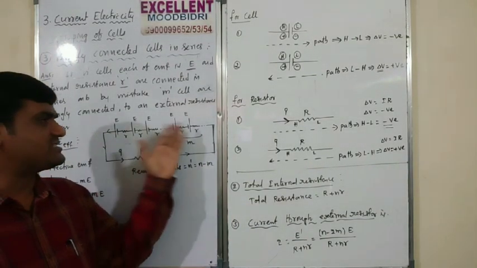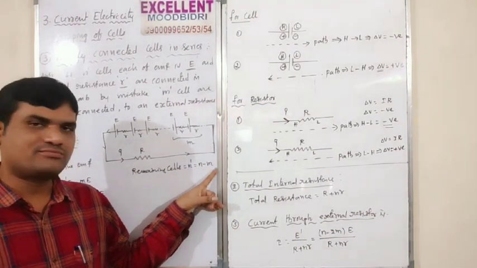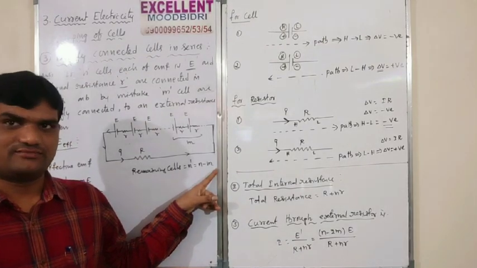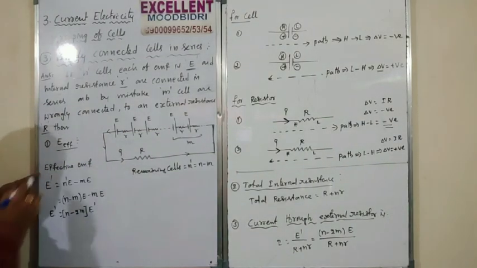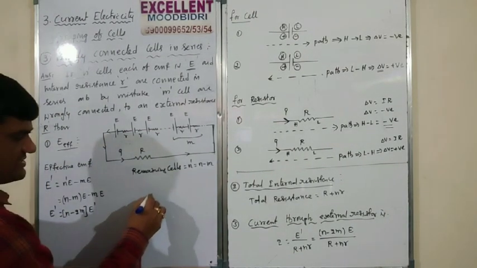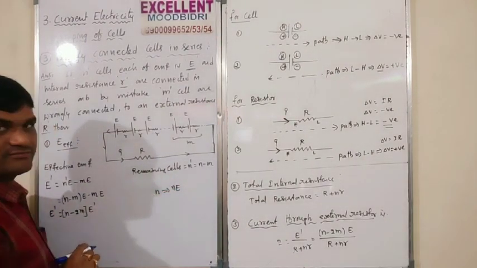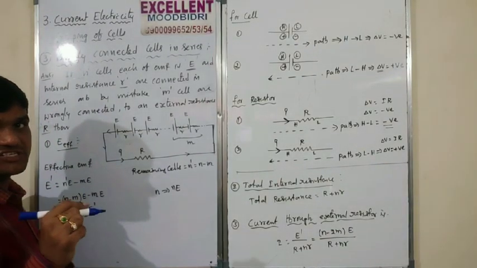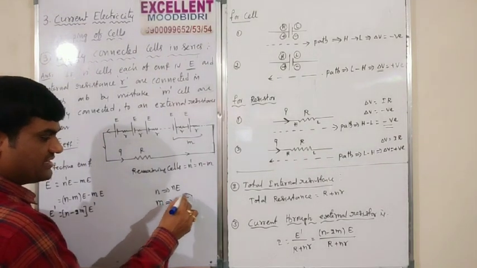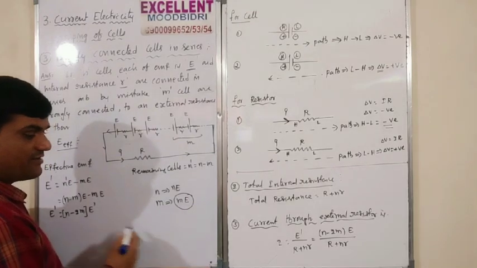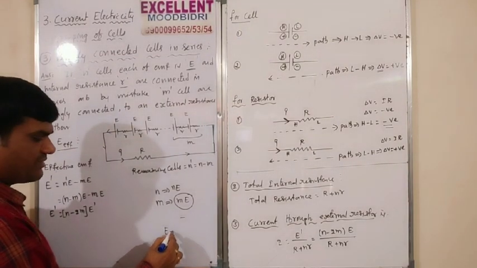So total N cells are there. So the remaining cells are N minus M. What is the meaning of M? Wrongly connected cells. Correct? So now we will follow this one. Effective EMF: for a series combination of N cells, EMF is equal to N into E. M cells in series combination, how many cells will come? M into E. In which order? Reverse order. Reverse order means minus. Polarity change means, you know, the formula E1 minus E2, right?